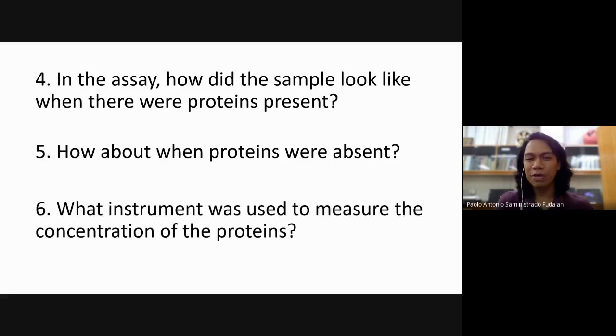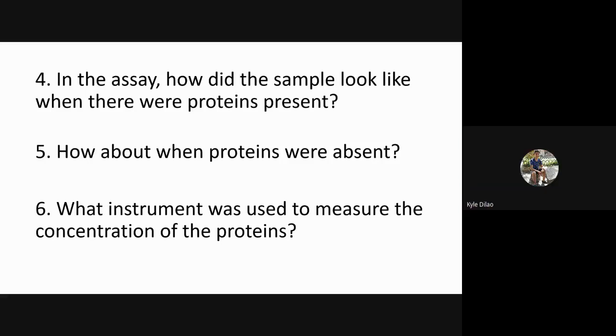So what instrument? Because if you can remember, the first part is you were just asked to use your eyes and visually compare your sample with the other samples, no, with other standards. So that was just using your eyes, but we want to make sure. So what instrument was used to measure the concentration of the proteins? One, sir.